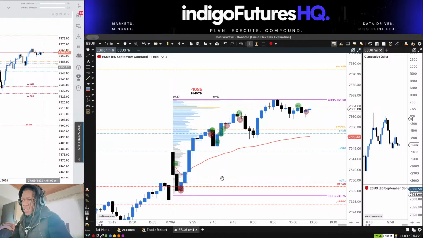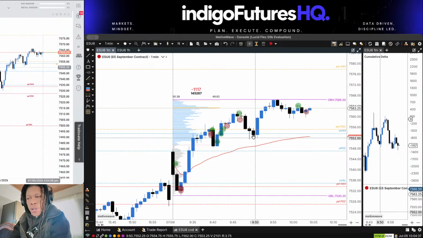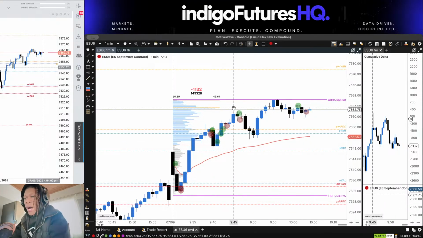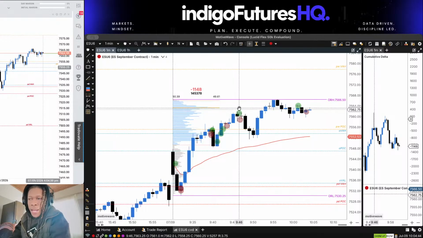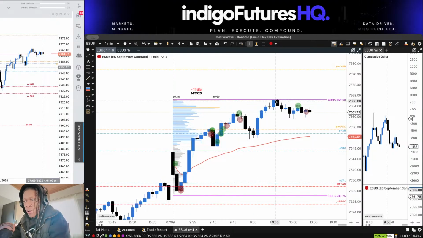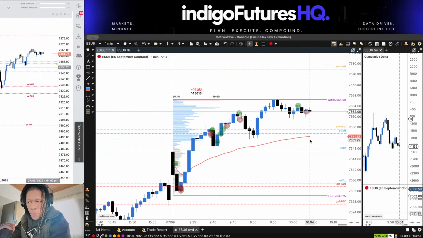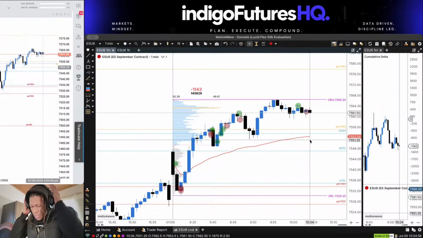You journal and then you see, oh, I remember I was trying to do this at this level, and then this happened. So I was long at some point, and the point of control was below me, and then the point of control shifted higher, and I thought we were gonna break this value area high, and then we didn't, and then price came all the way down. Because you'd have journaled it, you'd have seen it a fair number of times.